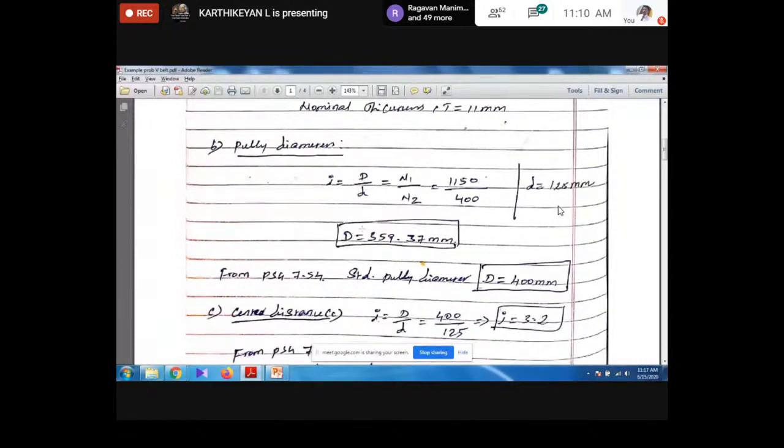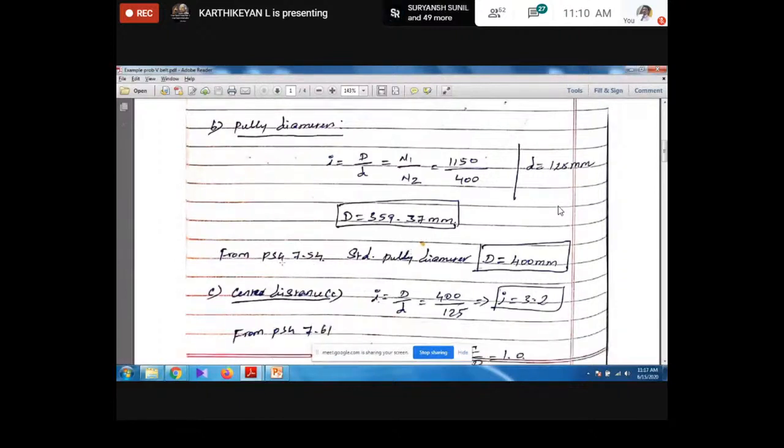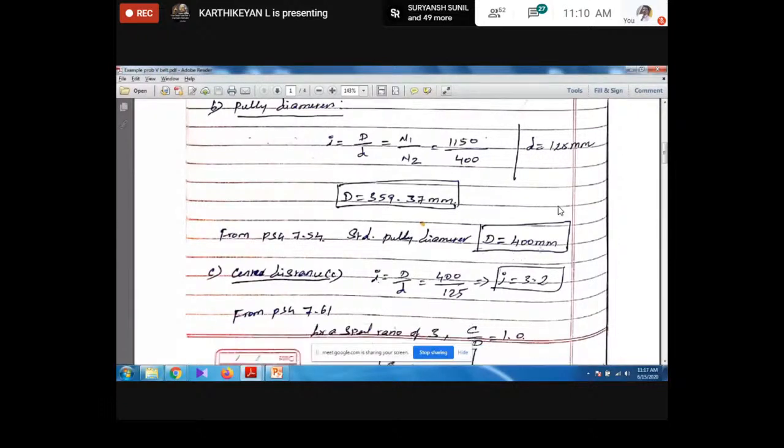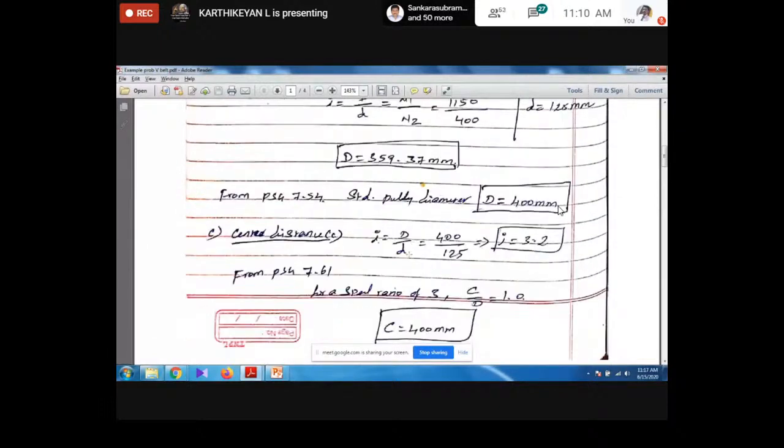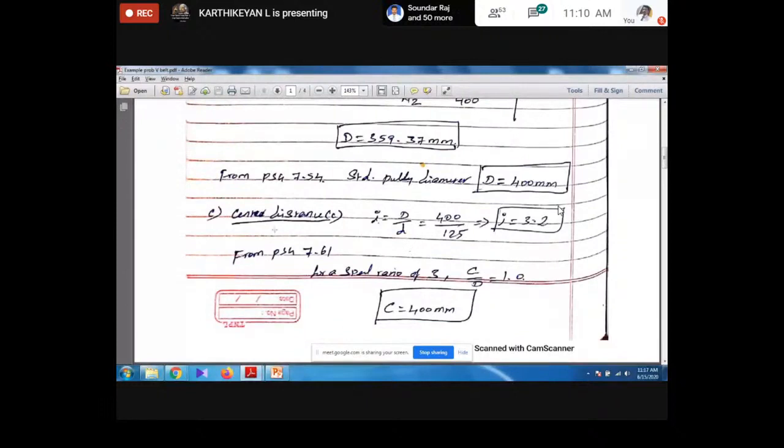So I'm going for standardization. 359.37 is the calculated data, and I'm going to standardize this value. The standard value is available in the PSG data book, page number 7.54. The nearest value to the calculated value is about 400 mm. So I am standardizing this value: the standard pulley diameter is 400 mm. Next, the third step, I am proceeding with the center distance.